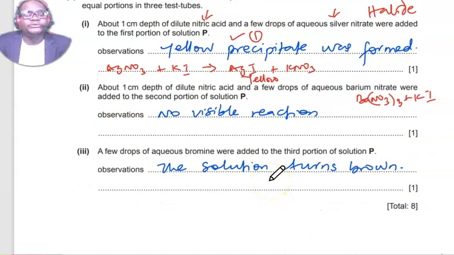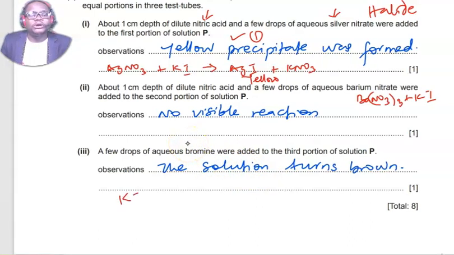So a few drops of aqueous bromine was added to the third portion of solution P. So when you add bromine to a solution that contains potassium iodide, what do you expect? A displacement reaction is going to take place, because bromine is higher than iodine in the reactivity series. So bromine will displace iodine. So we are going to have potassium bromide plus iodine formed here.